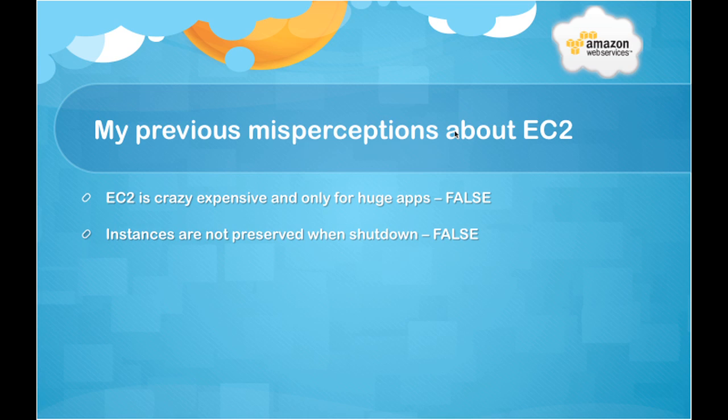I had heard that instances, the virtual computers that you create, are not preserved after they're shut down. That used to be the case, and it's not anymore. You can choose an instance to be persistent, so when you stop it, all your data is still there. You can start it up later.